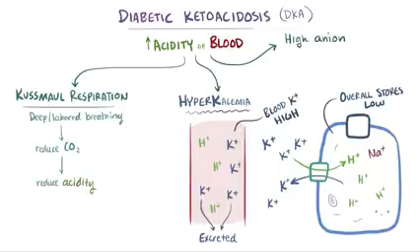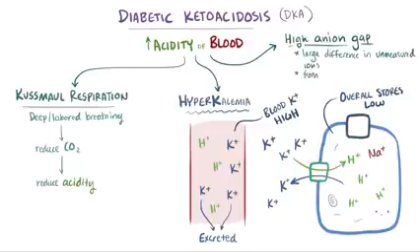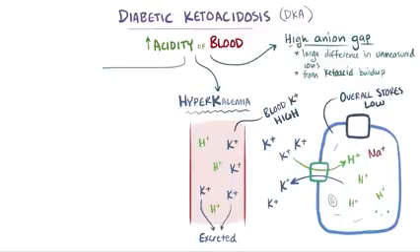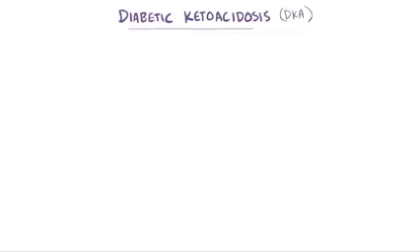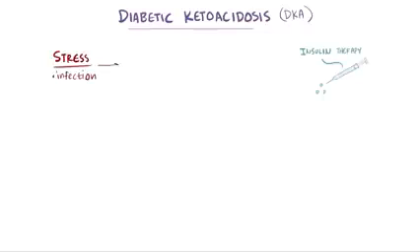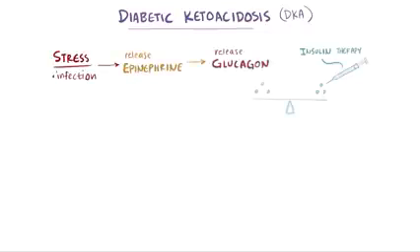Individuals will also have a high anion gap, which reflects a large difference in the unmeasured negative and positive ions in the serum, largely due to the buildup of keto acids. Diabetic ketoacidosis can happen even in people who've already been diagnosed with diabetes and currently have some sort of insulin therapy. In states of stress, like an infection, the body releases epinephrine, which in turn stimulates the release of glucagon.